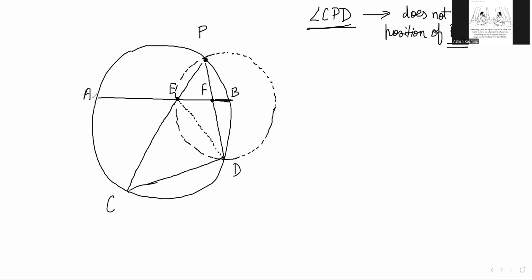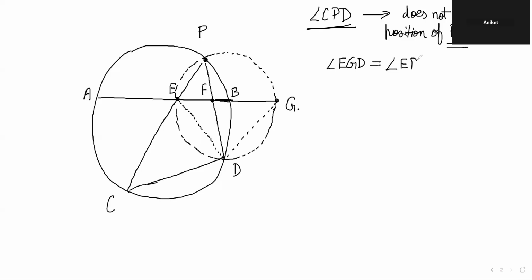So first we have constructed this circle. We'll extend the line AB and it meets the circle at G, let's say. We can say that angle EGD is the same as angle EPD, because it depends on this DE chord, which remains fixed.